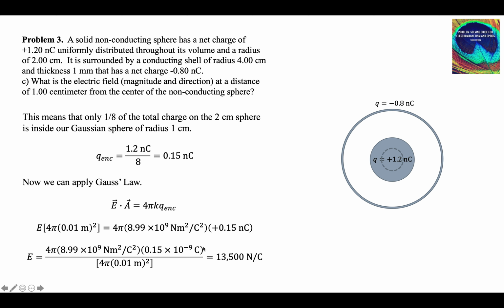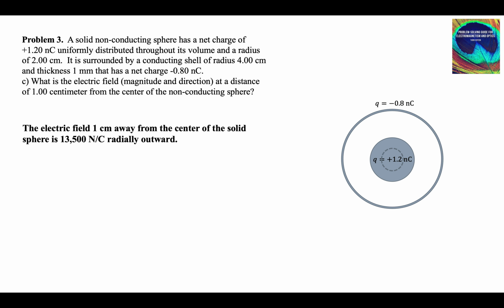Converting that to coulombs, we get 13,500 newtons per coulomb, and it is positive, so this is also directly away. So the answer to part C, the electric field 1 centimeter away from the center of the solid sphere, is 13,500 newtons per coulomb radially outward. Finally, we can get to part D. What is the net charge on the outer surface of the spherical shell?